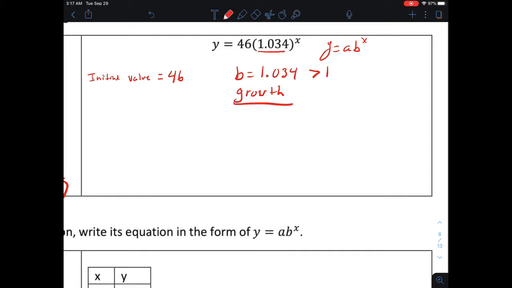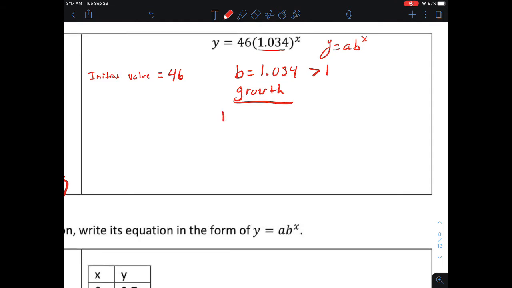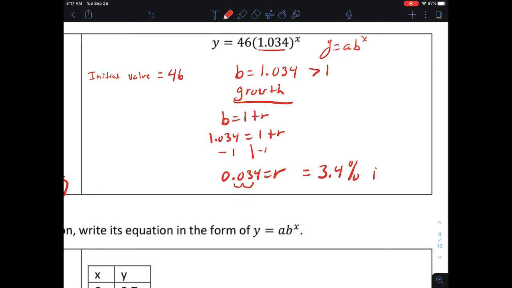Now, to find that percent increase, since it's exponential growth, b is equal to 1 plus r. So we're going to put 1.034 in where the b is and say it equals 1 plus r. We subtract the 1 to the other side, and we get 0.034 is equal to r. Well, we're going to convert that into a percent, so you move the decimal 2 places to the right, and so we get a 3.4% rate of increase.